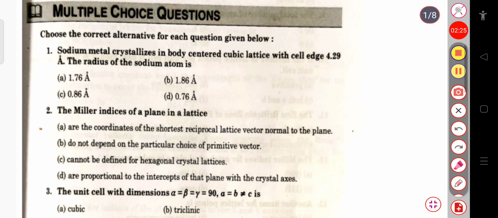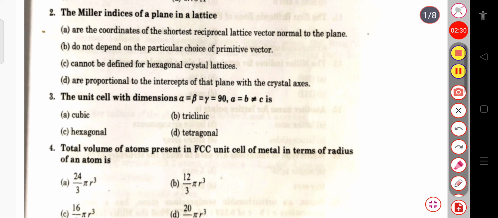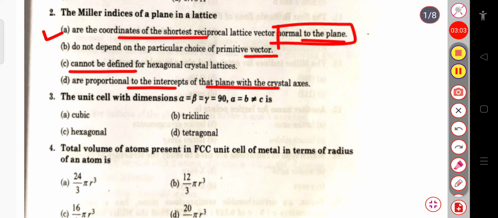Now let us see the next question. The Miller indices of a plane in a lattice. The options are: they are the coordinates of the shortest reciprocal lattice vector normal to the plane, or the Miller indices do not depend on the particular choice of the primitive vector, or they cannot be defined for hexagonal crystal lattices, or the Miller indices are proportional to the intercept of that plane with the crystal axis. So the Miller indices of a plane in a lattice are the coordinates of the shortest reciprocal lattice vector normal to the plane. This is our correct answer.